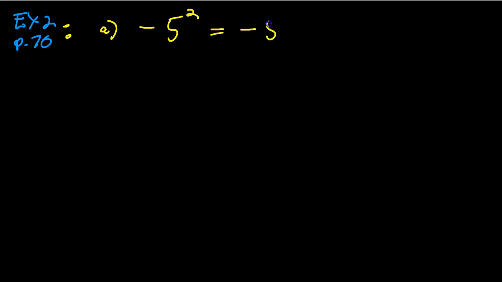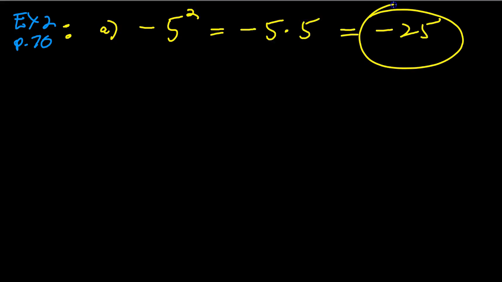All right. This is example 2 on page 70 in our text. Part A says evaluate the following, minus 5 squared. Well, just like our previous example, it's minus 5 times 5, which is negative 25.